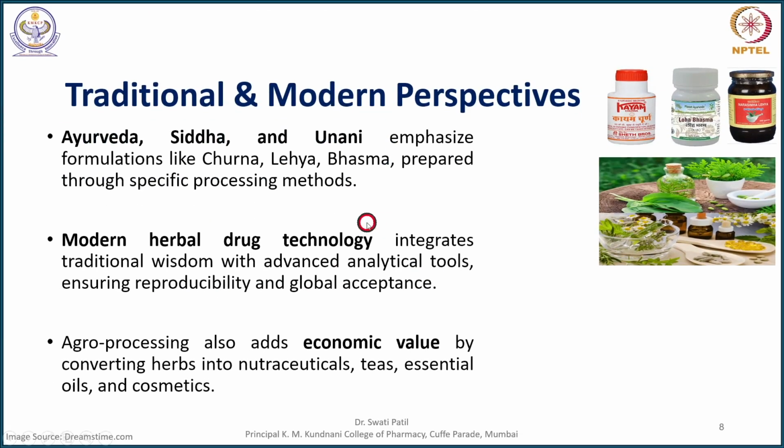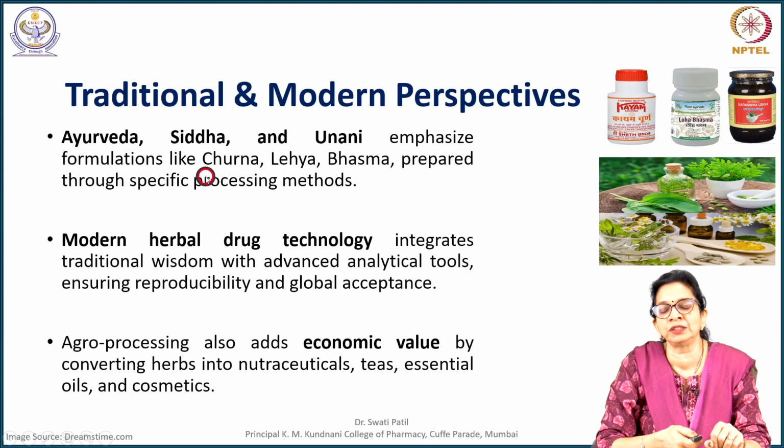The traditional Ayurveda, Siddha and Unani systems emphasize formulations like Churna, Leha and Bhasma, which are prepared through specific processing methods, the details of which we are going to discuss in the coming weeks. The quality control for Churna and Bhasma, what the particle size should be, how the quality control is done, how the raw material is processed, all those are mentioned in Ayurvedic pharmacopoeias and official texts.